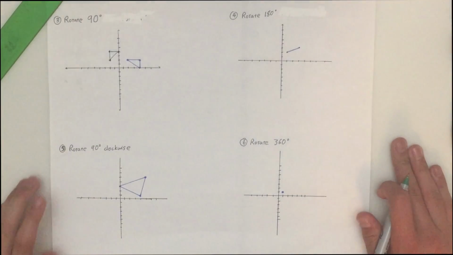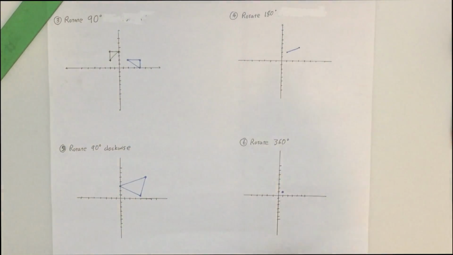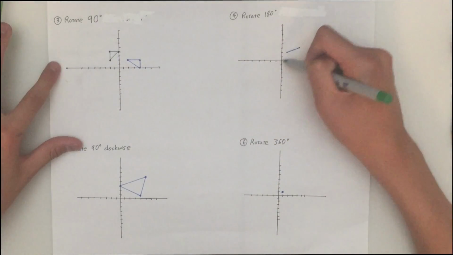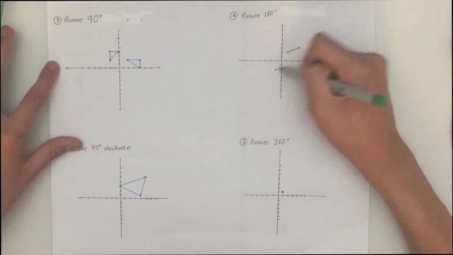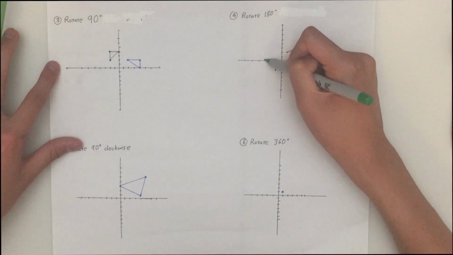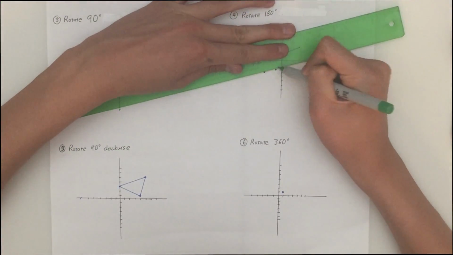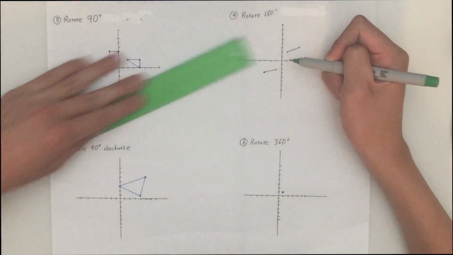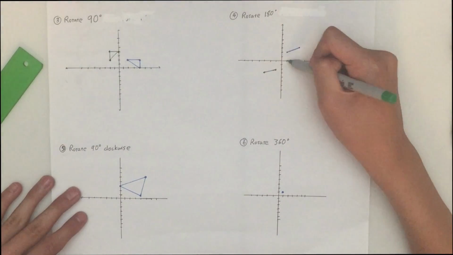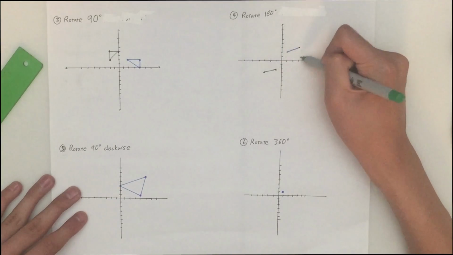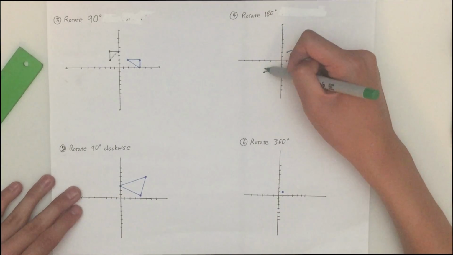So the next question is to rotate this segment 180 degrees around. So let's do that. So 180 degrees is probably the easiest one because you don't have to switch anything around. You just turn both of them negative. So 1, 2 would be negative 1, negative 2. And 3, 3 would be negative 3, negative 3. So that's pretty easy. And we just need to connect the dots. And then we have our 180 degree rotation.